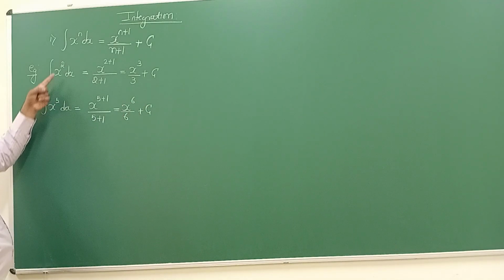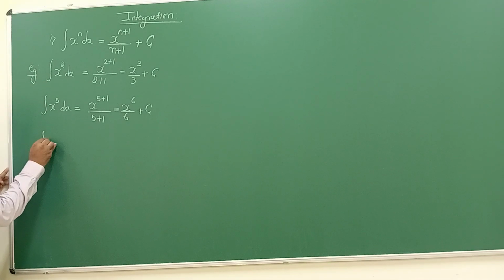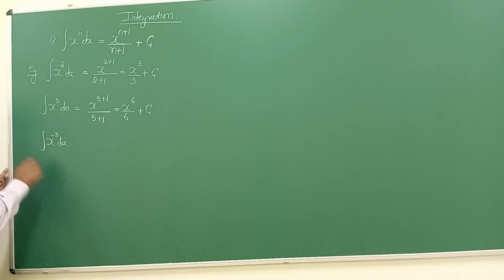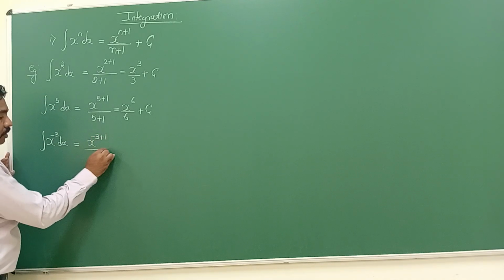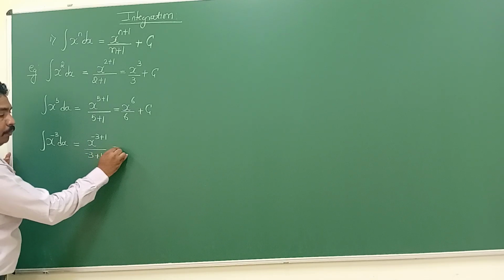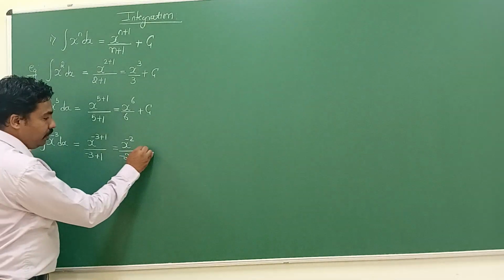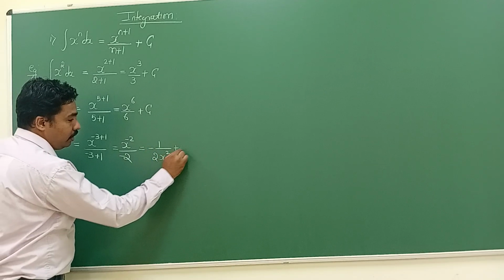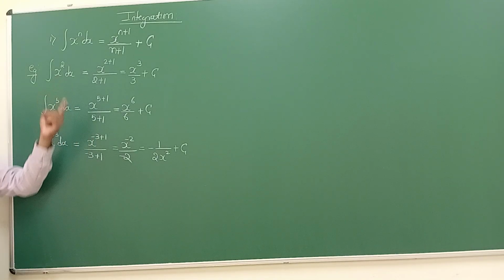This is when we are given direct positive powers of x. Now we may come across negative powers also, such as x power minus 3 dx. How to integrate? Same formula: x power minus 3 plus 1 divided by minus 3 plus 1. So it is x power minus 2 divided by minus 2, or simplifying further, it is minus 1 by 2 x square plus some integration constant c. When negative powers of x are given, you just substitute the n value in the formula.